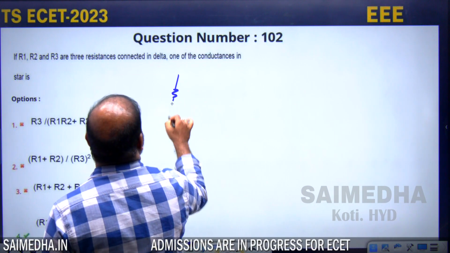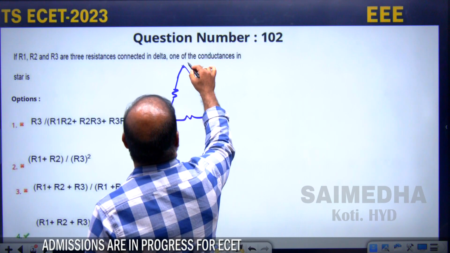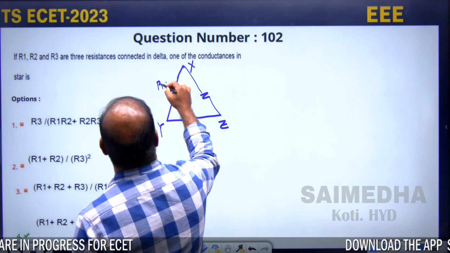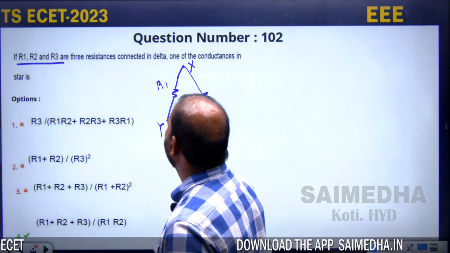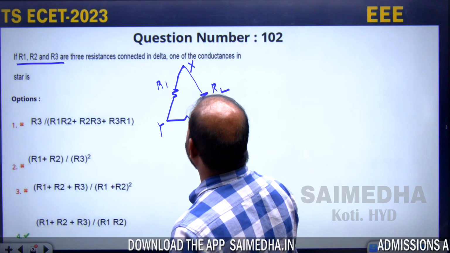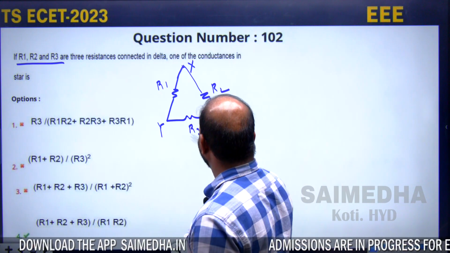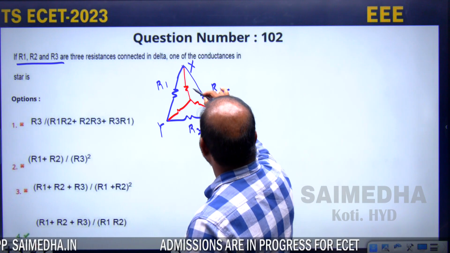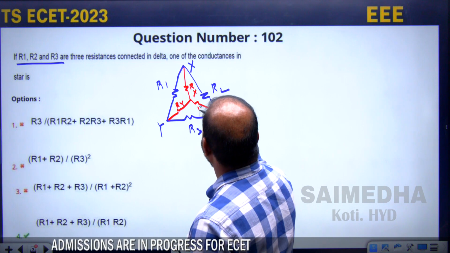If R1, R2 and R3 are 3 resistances connected in delta, one of the conductances is? So, let us consider this is a delta network here. The terminals are X, Y and Z. Let us consider that the resistances of this delta connection are R1, R2, R3. Now, this delta connection is converted into star. So, definitely we get 3 new resistors.